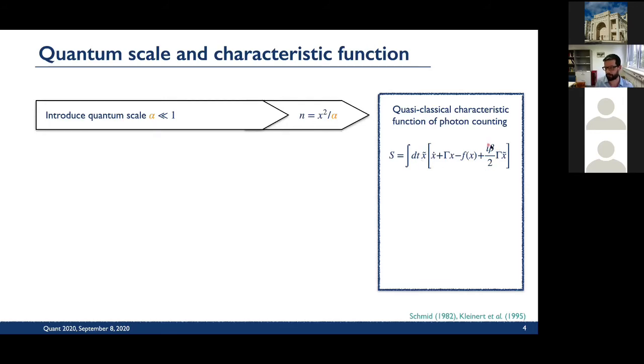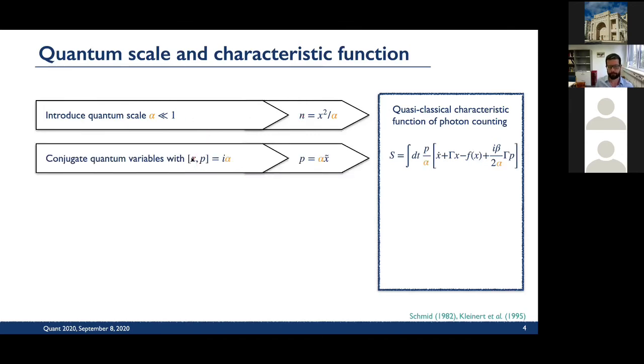So we actually want to put here quantum noise, and we actually want to count the photons that come out. For that, it's important that we have a scale, alpha, and alpha you should think about as h bar. So x squared is kind of the quadrature, and if we divide x squared by alpha, we get the number of photons. So that's how we introduce the number of photons.